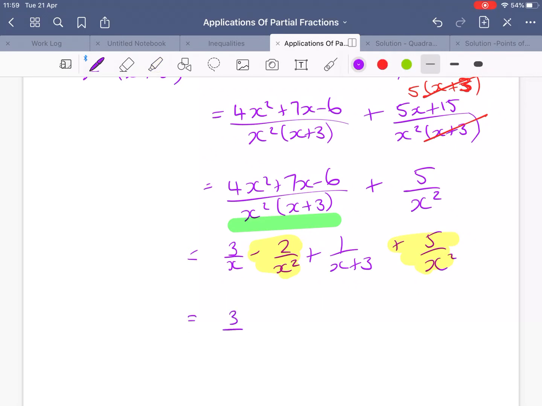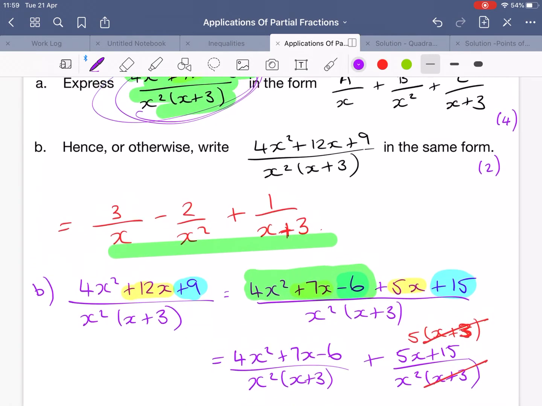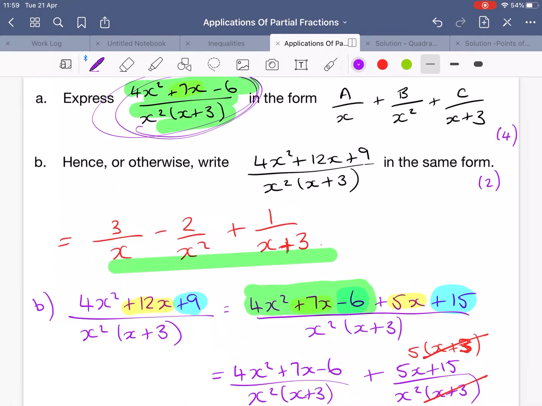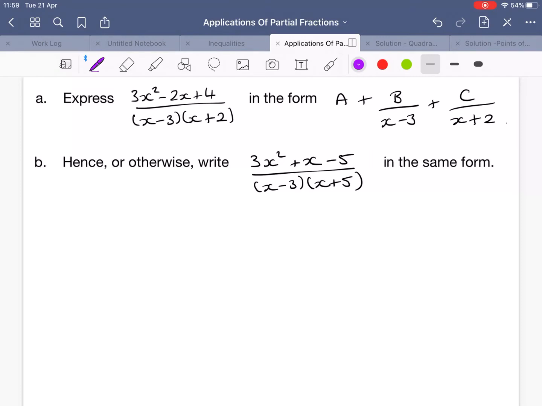Well, I've still got my 3 over x, but if I've got minus 2x squared plus 5x squared, then I'm left with 3 over x squared. And the final bit plus 1 over x plus 3. So what you're doing is you're using your answer from part A and you're thinking, what extra bit have I got? Okay. Right, we'll do one more of them.